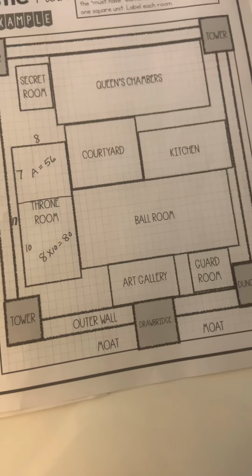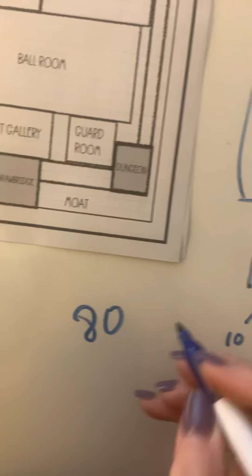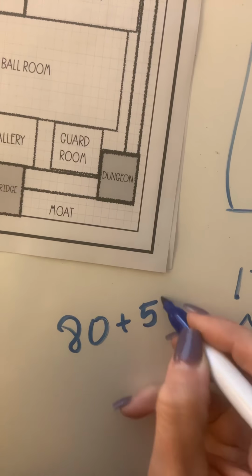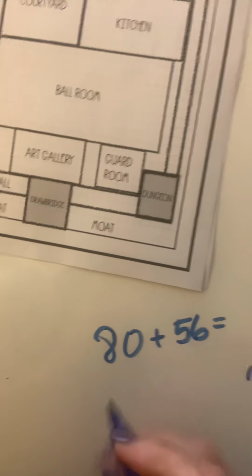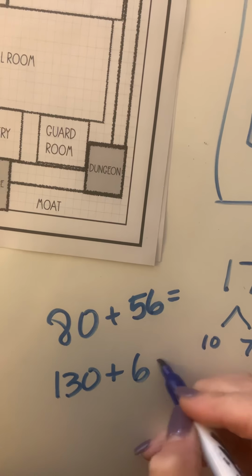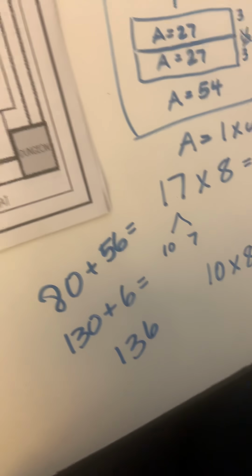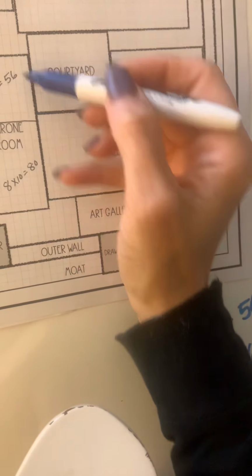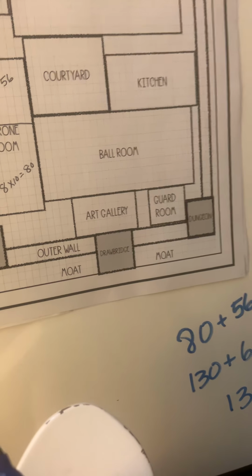And yes, that's tricky, but all you need is a piece of scrap paper. You know how to do that. So here's my scrap paper. 80 plus 56. Okay, well, let's do the tens. 80 plus 50 is 130, plus 6 equals 136. So what that would mean if I was checking it is that there would be 136 squares in here.